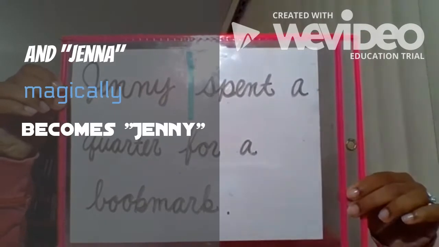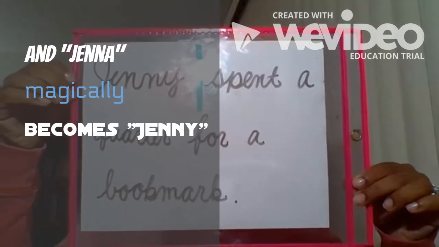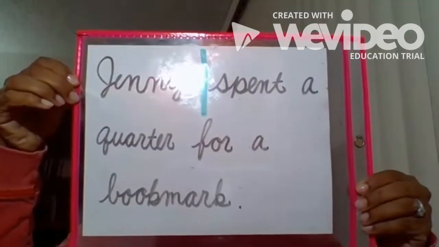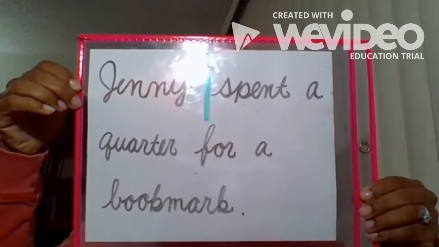Great job. Now, in the past, we've drawn a line between the subject and the predicate to show the difference between the subject and the predicate. So this sentence would look like this. Jenna spent a quarter for a bookmark. Notice my line to separate the subject from the predicate. Let's practice with another sentence.